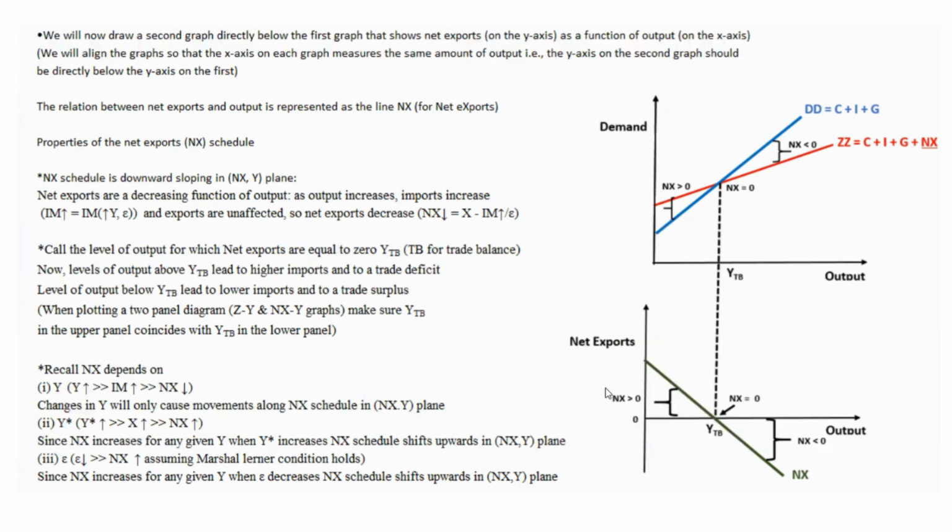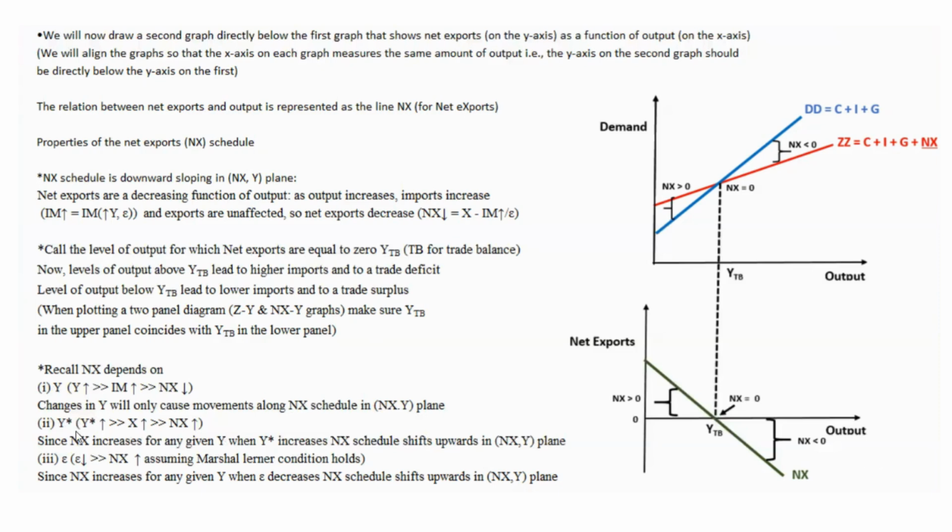Now, let's remember that when we talked about net exports, we said they depend upon domestic output, foreign output, and the exchange rate. Now, any changes in output will only cause movements along the net export schedule because it's a variable on the axis, and variables on the axis only cause movements. But changes in foreign output and the exchange rate will cause shifts in our net export schedule.